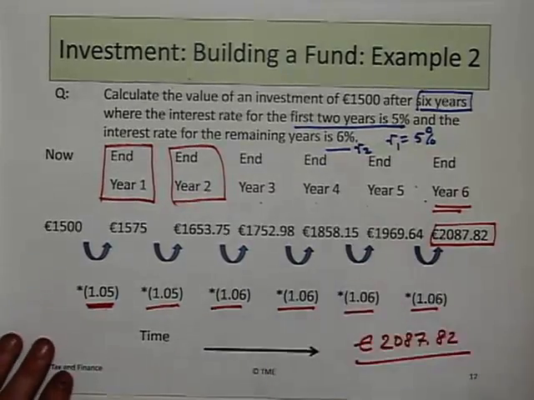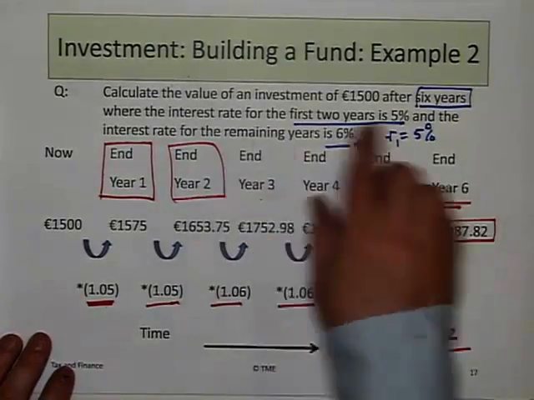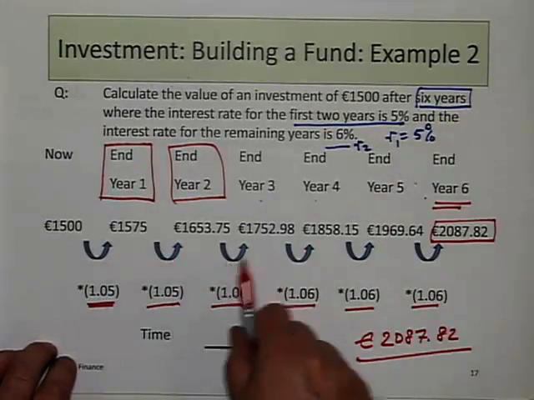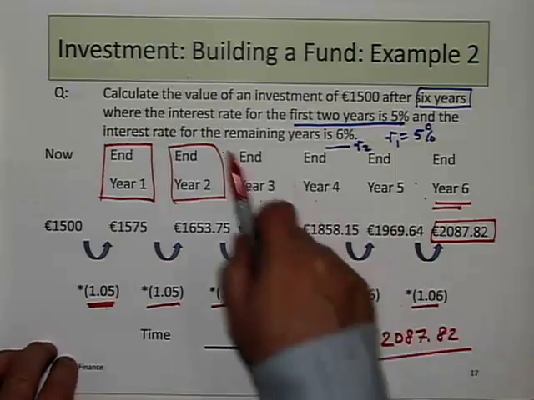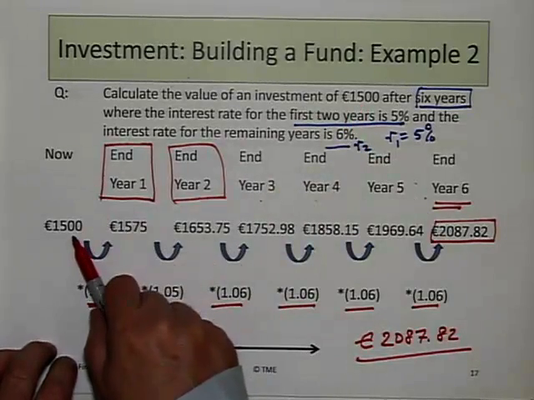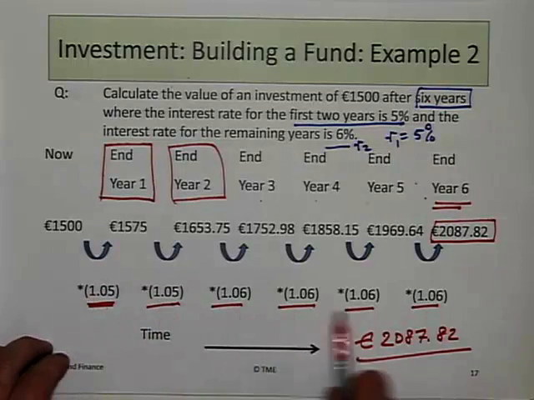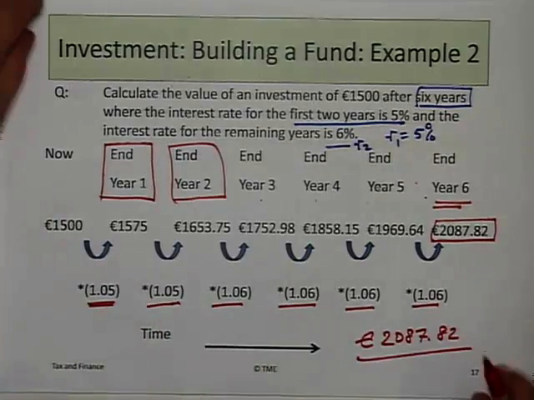And it's really cracked the same way. We look at the number of years first to give us the number of loops. 6 gives us 1, 2, 3, 4, 5, 6. One investment, so it's at the start. The rates then were 5% for 2 years and 6% for the other. And then after that, it's just plugging in the numbers.